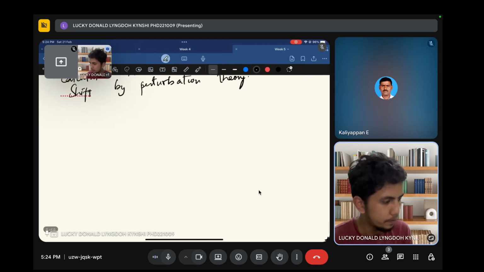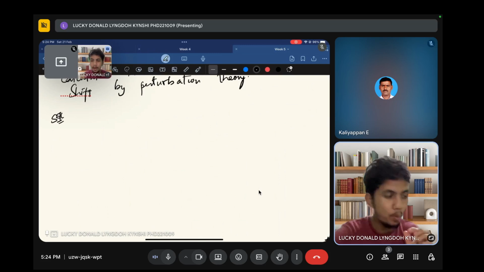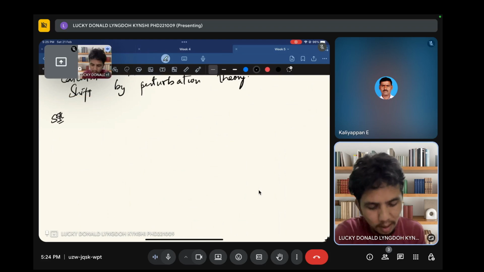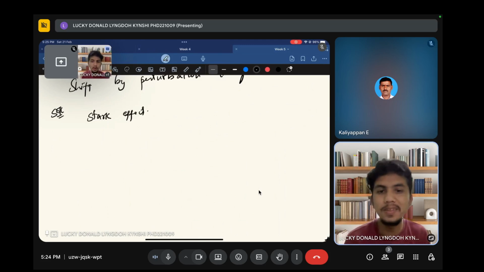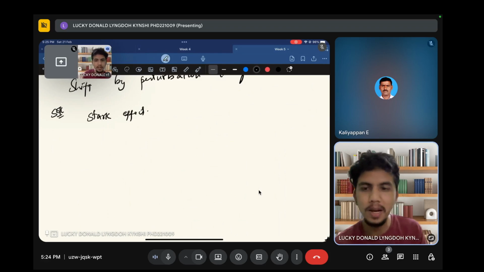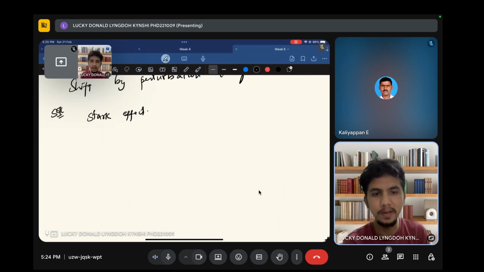Suppose we expose the energy levels of an atom to an electric field; this is called the Stark effect. But if you expose it to a magnetic field, you call it the Zeeman effect, like last class when we talked about the Zeeman effect. But now when you expose your hydrogen atoms, or any atom, to an electric field, this effect is called the Stark effect.